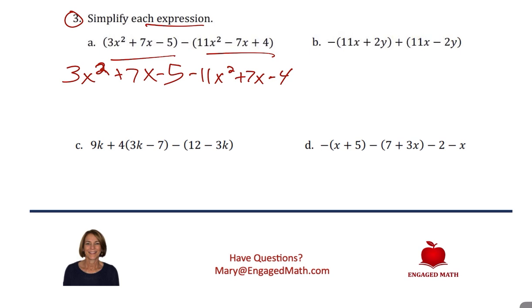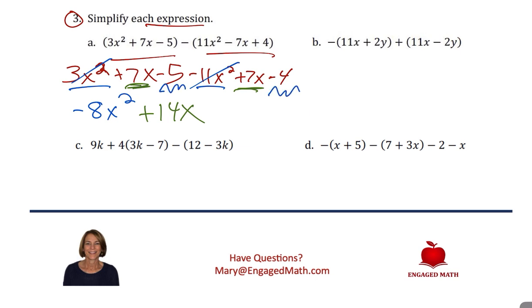Okay, so now we're just going to combine our like terms. So we have a 3x squared and a negative 11x squared. So we're going to get a negative 8x squared. That takes care of these two terms. Let's go to the green. 7x and 7x gives us plus 14x. And then let's go to the blue here again, but let's make it a little bit different symbol. So the negative 5 and the negative 4 go together and give us a minus 9. And this is our final answer, all simplified.